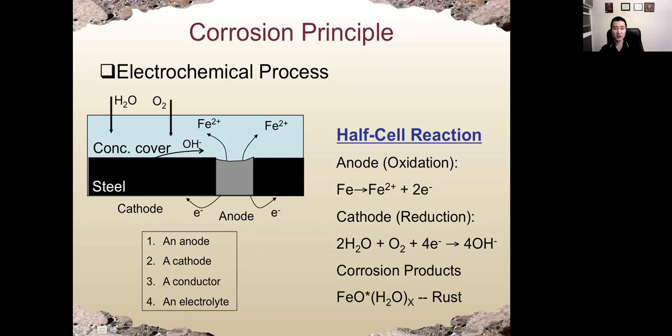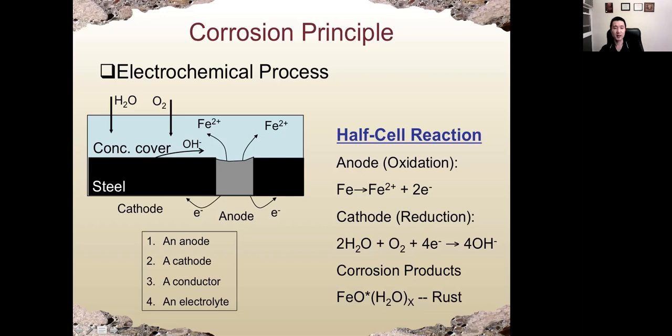We also need an electrolyte. The function of the electrolyte is the transportation of ions, such as hydroxide ions and also Fe2+. The ions need to go from anode to cathode in the case of Fe2+, or from cathode to anode in the case of hydroxide. Ions will combine together and rust will be formed.